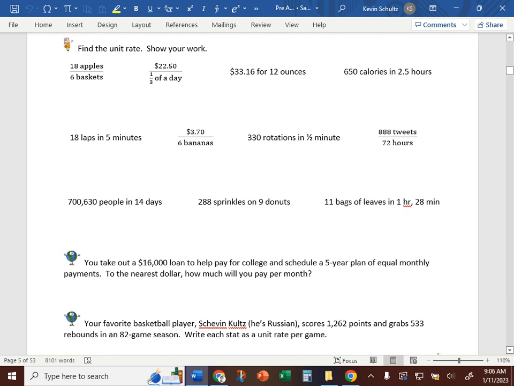18 apples in 6 baskets. We want to write that as how many apples in 1 basket. If 18 apples would fit in 6 baskets, how many apples would fit in 1 basket? You need 6 baskets for 18 apples. How many baskets would you need for how many? 1 basket would hold how many apples?